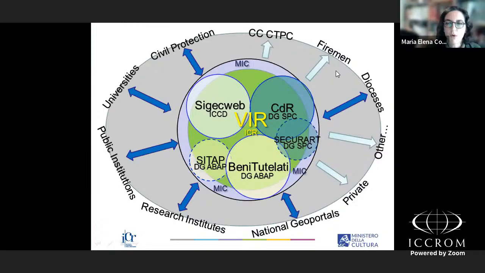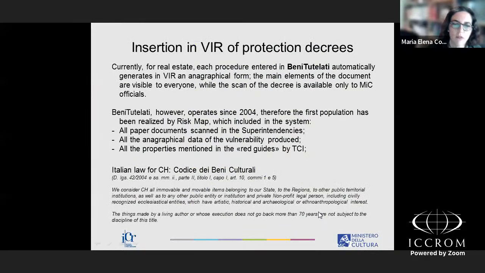But this is very important because, in an emergency, for instance, the firemen can quickly take all the information they need to be careful when they have to intervene in a city, in a zone where there is an emergency, in order to protect our monuments. And from universities and other institutions, we can have information important for the territory, for instance, environmental or geological information.